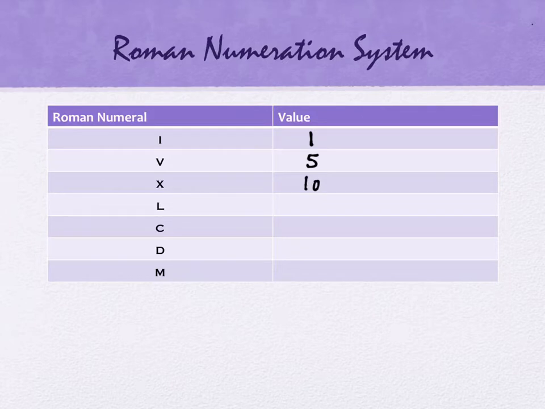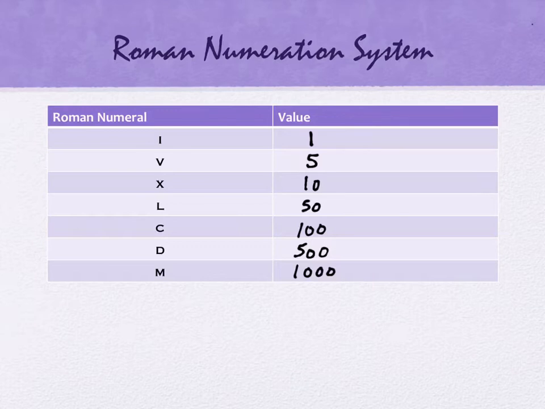Does anybody know what L is? It's 50. I believe that it has shown up on the Super Bowl at this point. Am I right? Okay, I think that's true. You guys are nodding your heads. That's good. Any guess based on the pattern that we're seeing develop what C might be? It is 100. How about D? 500. And M? 1,000. And that's all well and good up to the number 3,000. So up to the number 3,000 and some change, all of this is sufficient.